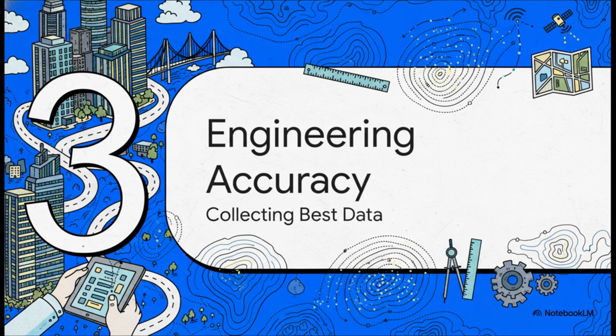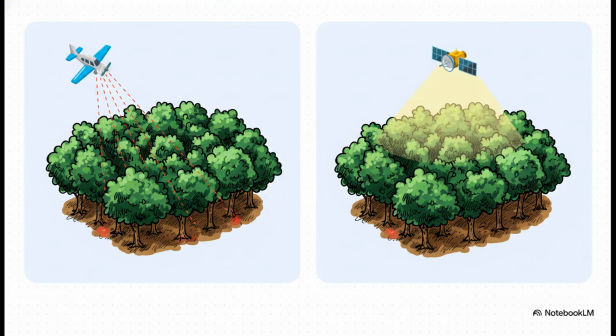Moving to Section 3. Ensuring engineering accuracy, collecting the best data. Look, knowing what a DEM is won't help you at all if your actual data is flawed. When you're sourcing data for urban projects, you generally have two main approaches. First, we have airborne LiDAR. This involves shooting laser pulses from an aircraft to measure the ground. It is the absolute gold standard for high-resolution urban projects because it can actually penetrate through gaps in the tree canopy to map the ground underneath. Then there's satellite stereophotogrammetry, which uses optical images from space. It's fantastic for broad regional coverage, but it cannot penetrate the tree canopy and is far less precise than LiDAR.